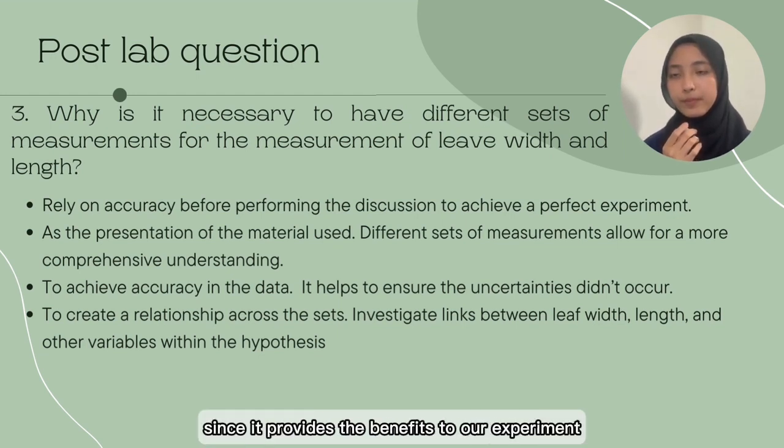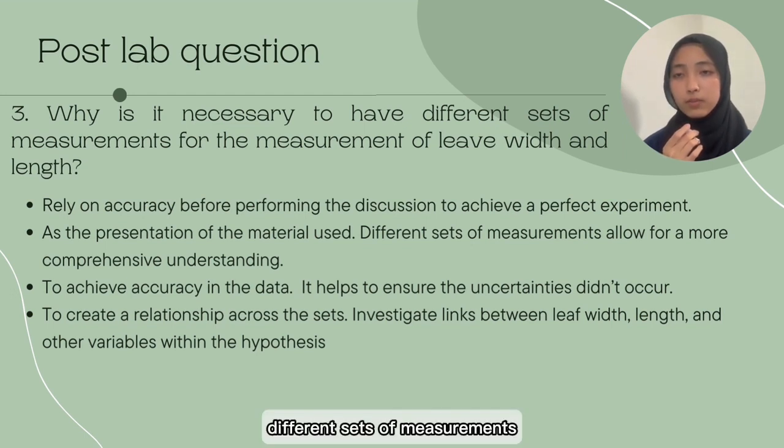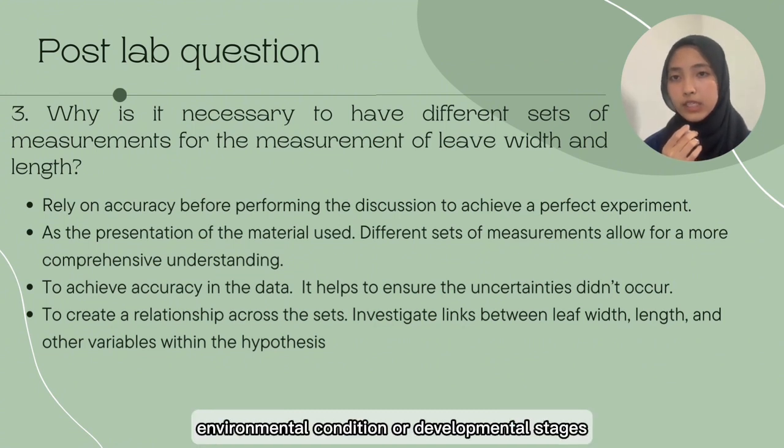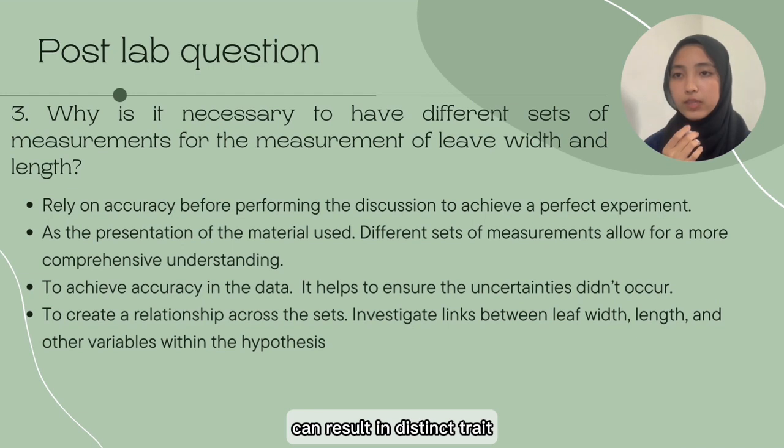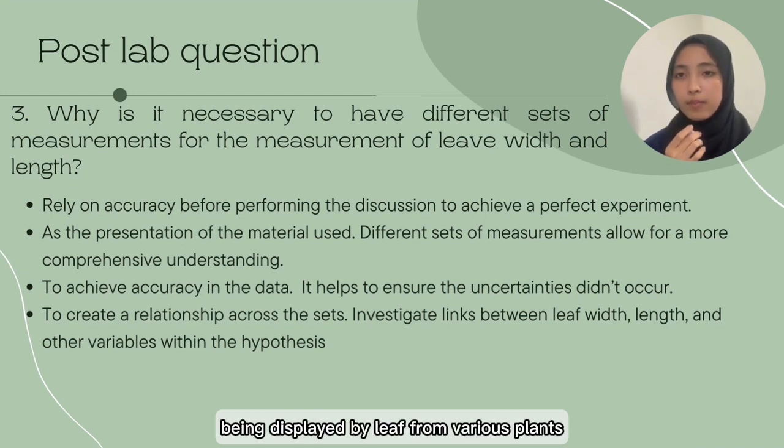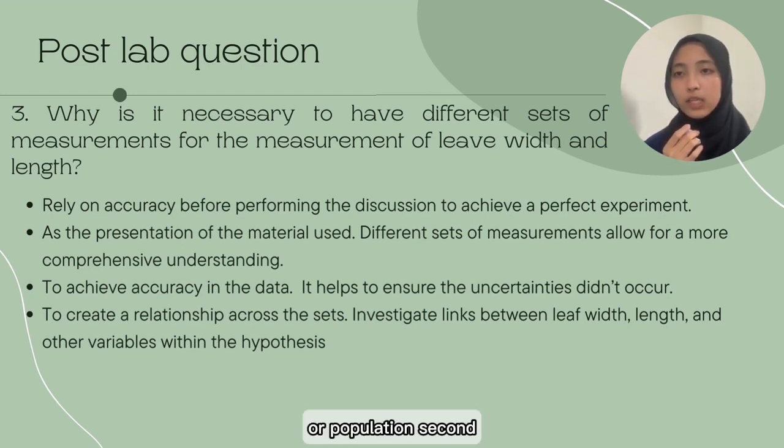First of all, the presentation of the material used. In this experiment, the object that we observe is a leaf that comes from the same tree in one set, but from a different tree across the sets. Different sets of measurements allow for a more comprehensive understanding of the variability in leaf dimensions. Variations in genetic makeup, environmental conditions, or developmental stages can result in distinct traits being displayed by leaves from various plants or populations.